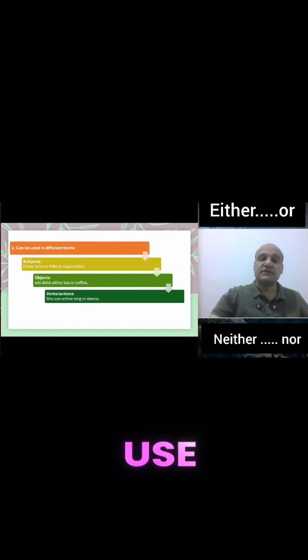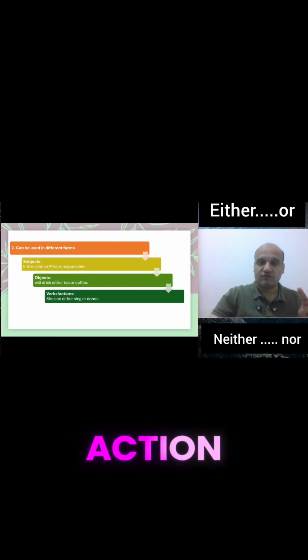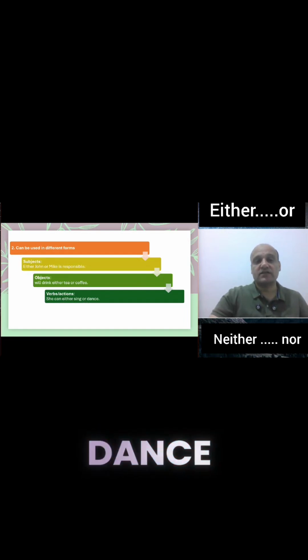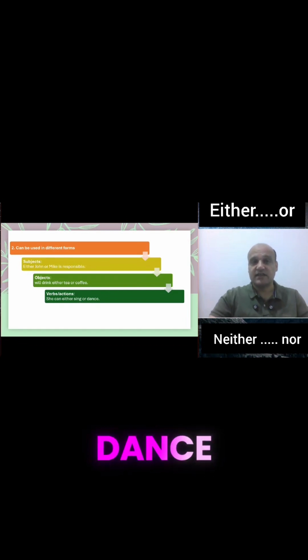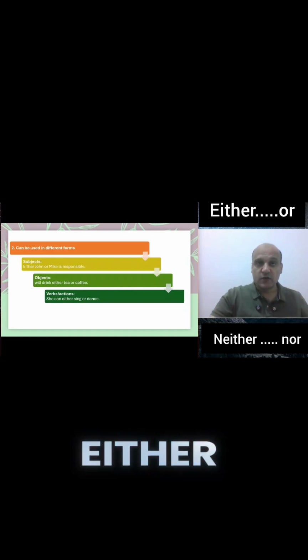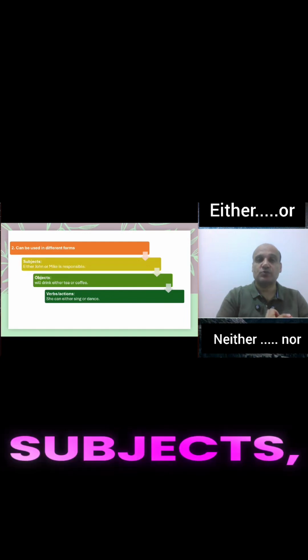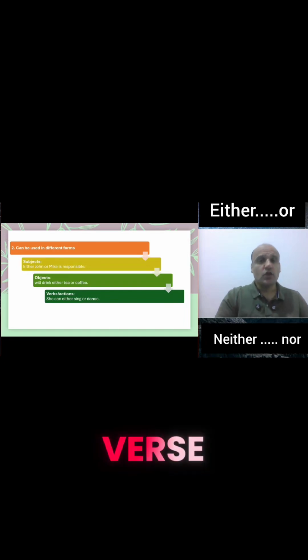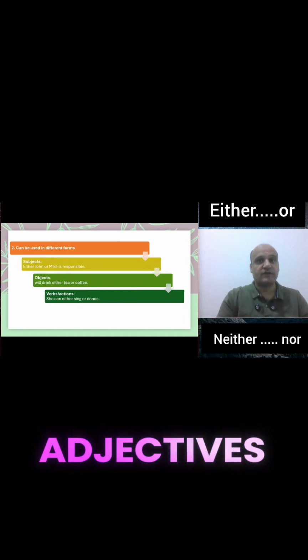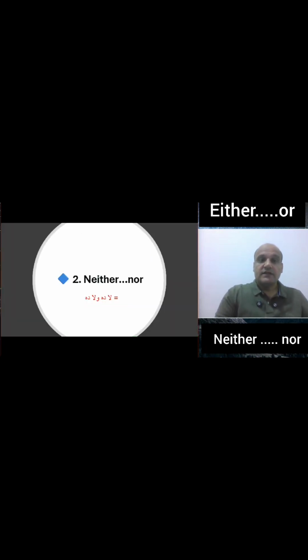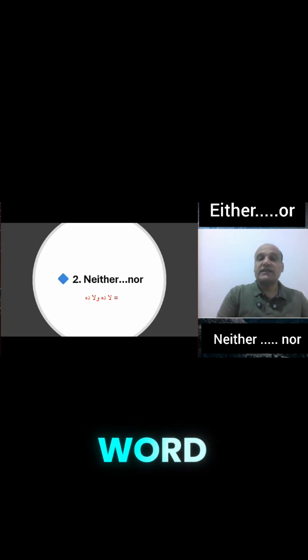Also, we can use either or to join two verbs or two action verbs. For example, she can either sing or dance. Look here, sing and dance, they are two verbs, but I have to choose one of them. So either or can be used to join two subjects, two objects, or two verbs. Also, it can be used to join two adjectives in a sentence. Okay? Now let's see the second word, neither nor.